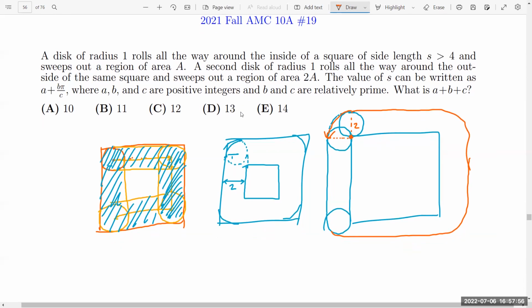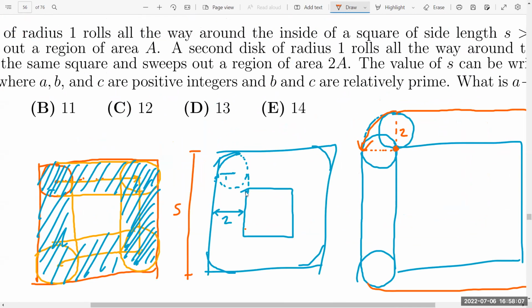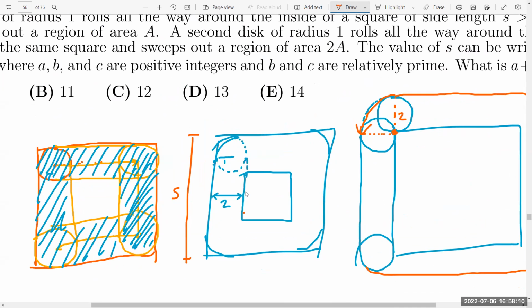Let's say the side length is s, and we'll calculate these in terms of s. The area of the internal region we can calculate like so. First of all, let's look at these quarter circles. These each have radius 1, and they add up to a total area of a single disk, which is pi.